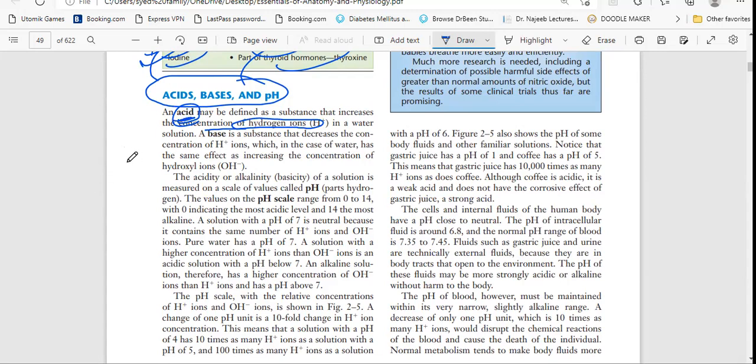If any substance has a decreased concentration of hydrogen, it means base, whatever the substance may be. If it has a higher concentration of hydrogen, we will call it acidic. This is very acidic, like lemon. Lemon is highly acidic.